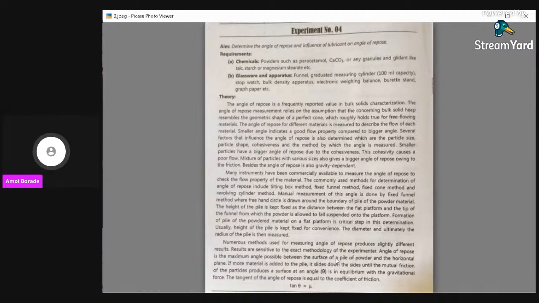Now, first of all, I want to make you familiar with all these terms. Just imagine that you have to make a granule. You already made the granules.